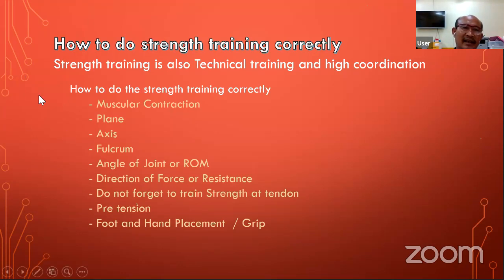In strength training, you have to do pre-tension, especially when you do the plyometric movement. And then you have to think about foot placement, hand placement, the grip, a narrow grip, wide grip or medium grip, and supination or pronation of the arm.